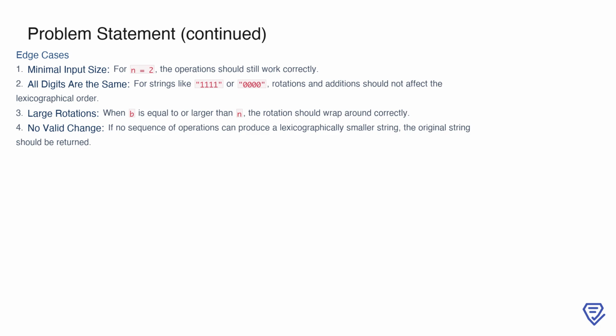Third, when the rotation value b is equal to or larger than the length of the string, the rotation should wrap around properly, maintaining the cyclic behavior. Finally, if no sequence of operations can produce a lexicographically smaller string, we simply return the original string. These edge cases help ensure the solution is robust and handles all scenarios effectively.